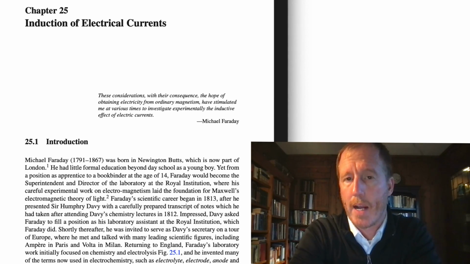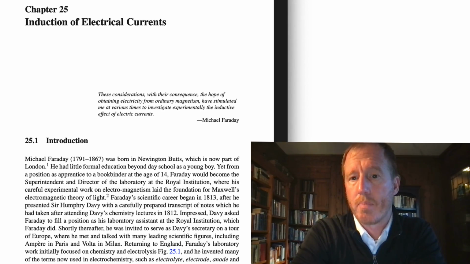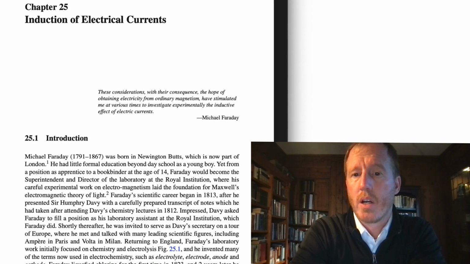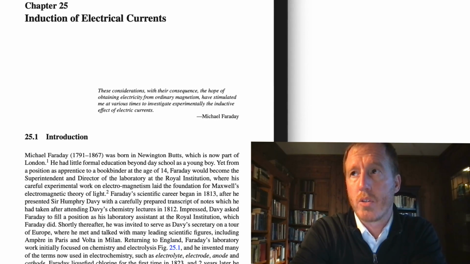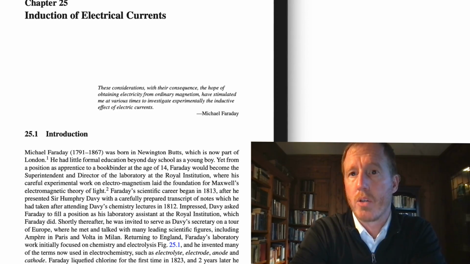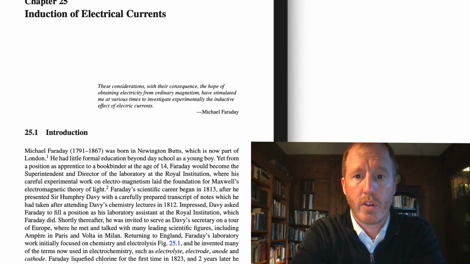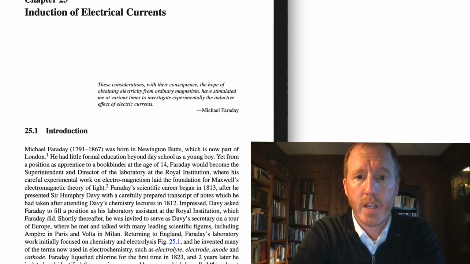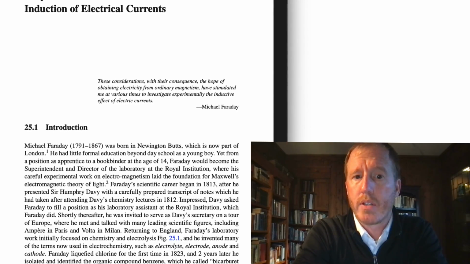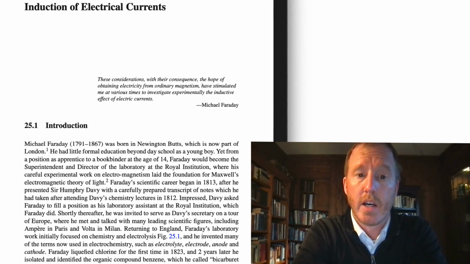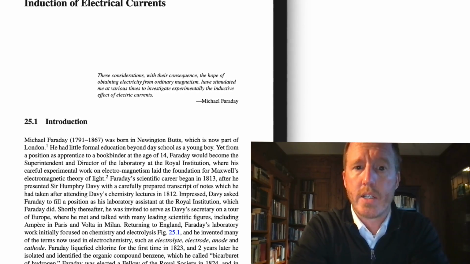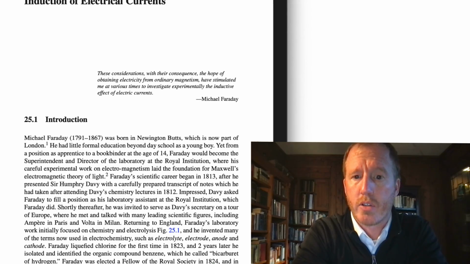So James Clerk Maxwell, by the way, was a very famous mathematician and scientist right around the time of Faraday. And what Maxwell would do would be to take Faraday's careful experimental results and formulate them into a mathematically self-consistent theory of light. Faraday's scientific career began in 1813 after he presented Sir Humphrey Davy, another famous scientist, with a carefully prepared transcript of notes which he had taken after attending Davy's chemistry lectures in 1812.